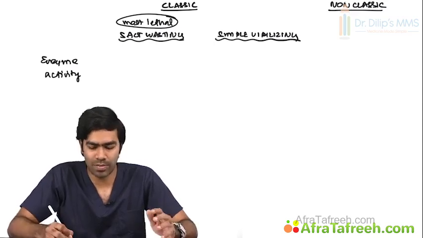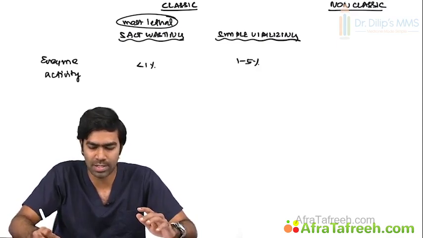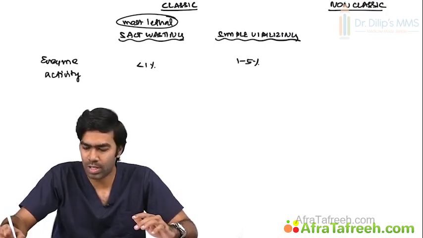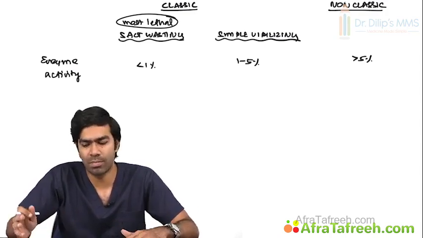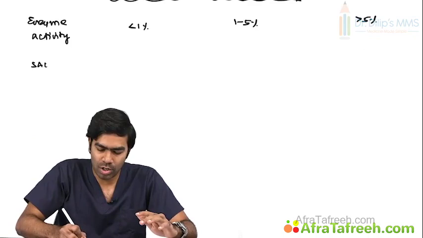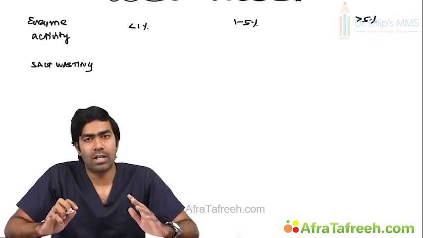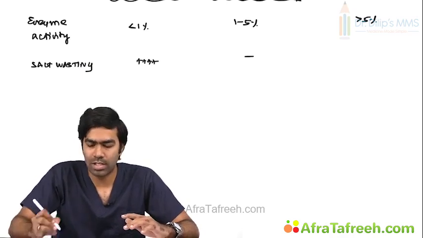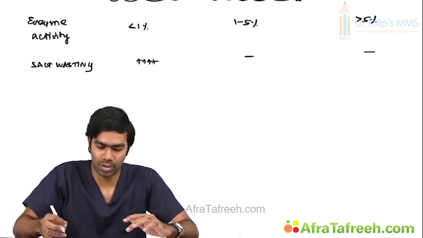What will be the enzyme activity in children with different forms of 21-hydroxylase deficiency? In the most lethal salt wasting form, the enzyme activity will be almost 0, less than 1%. In the simple virilizing form, some enzyme will be there, 1 to 5%. In the non-classic variety, it will be more than 5%. Clear? It will be less than what you see in normal people, but more than 5%. Similarly, whether you will see salt wasting or not: in salt wasting forms, yes, there will be a serious amount of salt wasting. In the simple virilizing form, you won't see salt wasting, and in the non-classic form, definitely you won't see salt wasting.